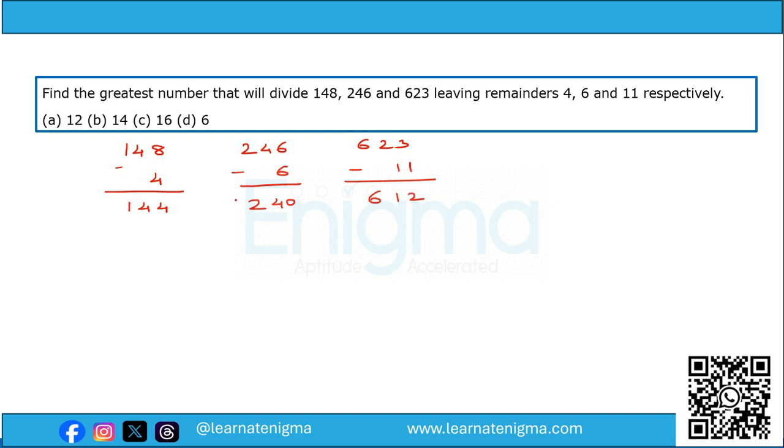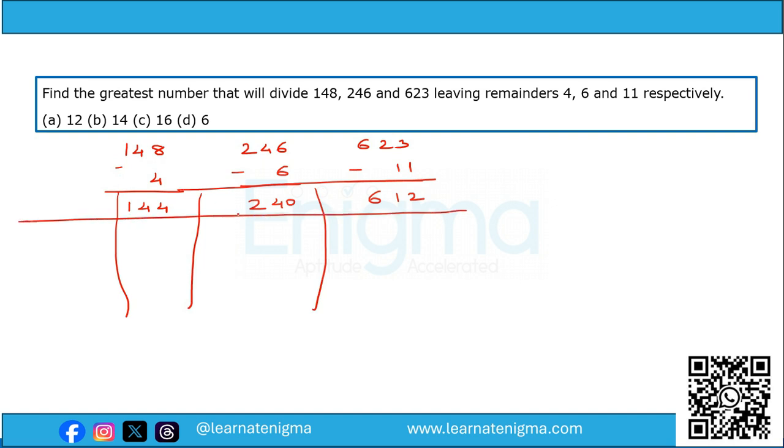Now, you have to find out the highest common factor for all these numbers. Okay, so let's find out. You can identify immediately that 144 is 12 square, 240 is 12 twenties, 612 also is in the table of 12. So let's divide by 12. So 144 upon 12, you have 12. 240 divided by 12 is 20. And 612 divided by 12, that will be 51.